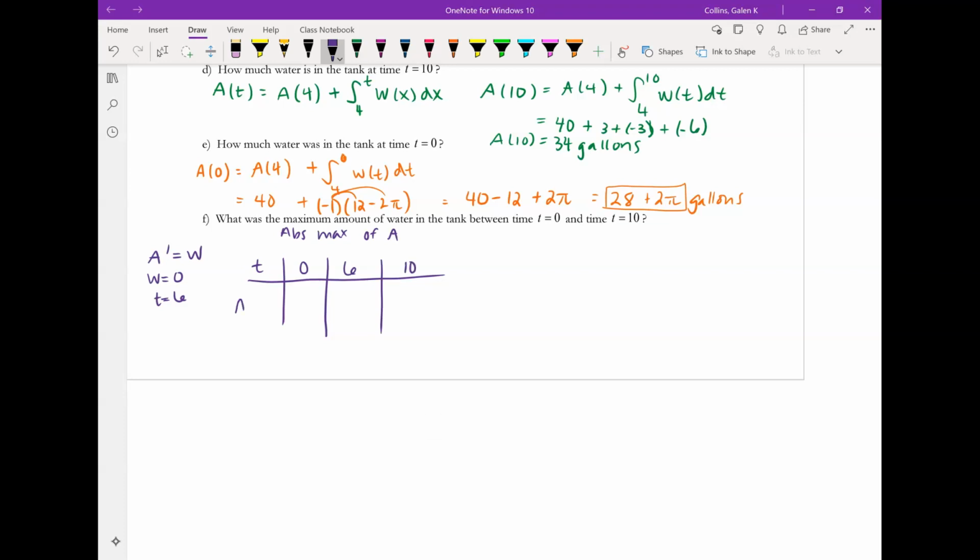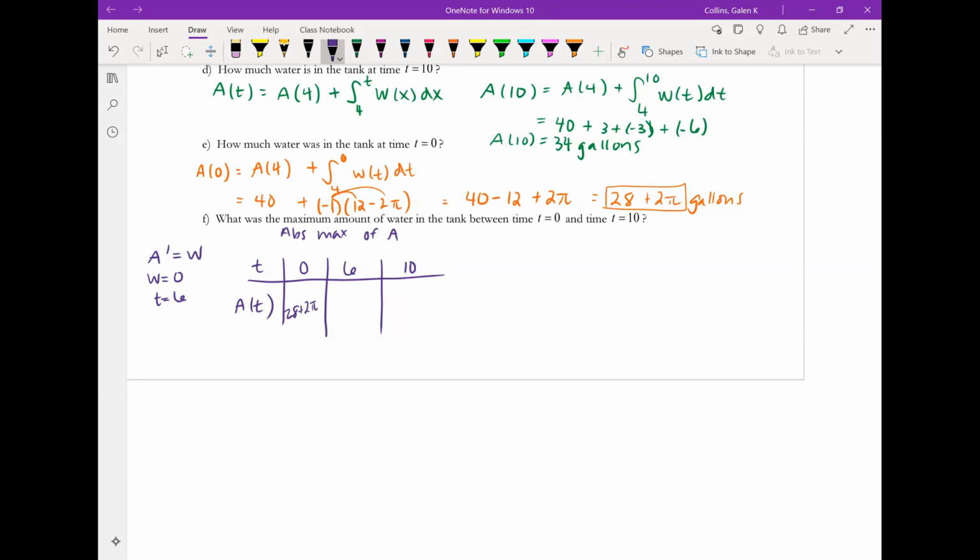And I'm finding the amount of water in the tank. So another reason we had to define this variable is when I make a table, I have to have something to put in that slot. So I've got to have something to represent the amount of water. Okay, so in part E, we just found that when t equals 0, there's 28 plus 2 pi gallons of water in the tank.